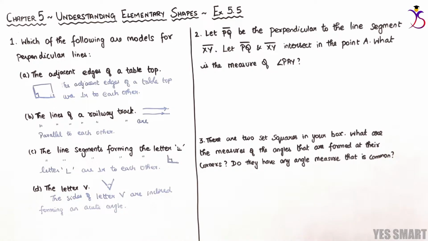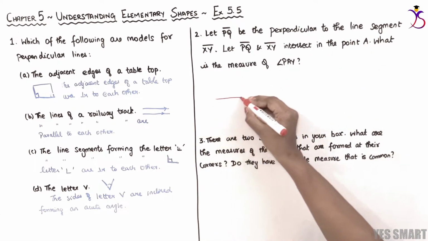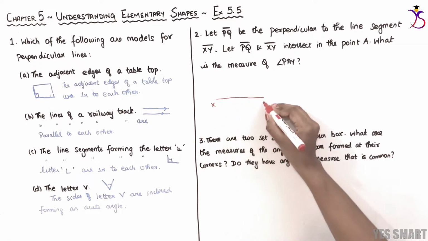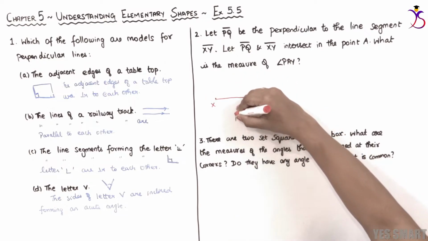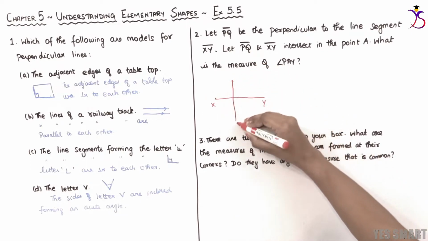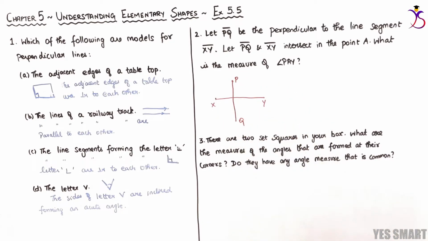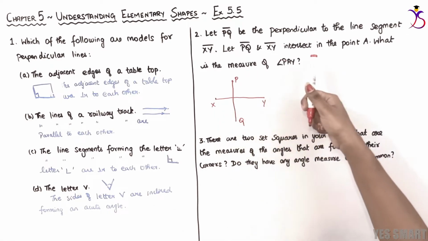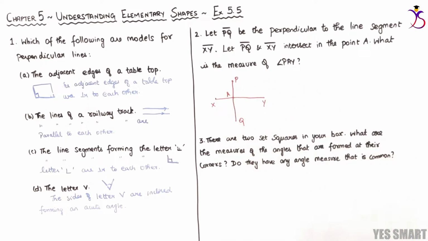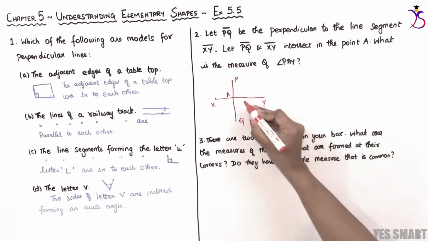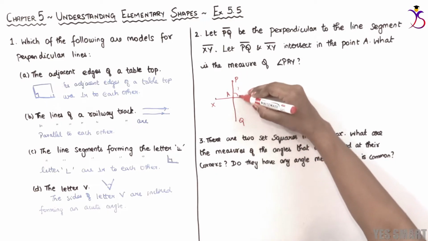Now, moving on to the second sum. Let PQ be the perpendicular to the line segment XY. So there is a line segment XY and we have a line segment called PQ which is perpendicular to this line segment XY. Now, let PQ and XY intersect at the point A. They both meet at the point called A. Now the question is, what is the measure of angle PAY? They are asking us to find the measure of this angle.